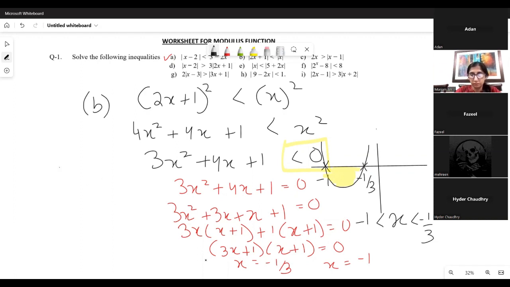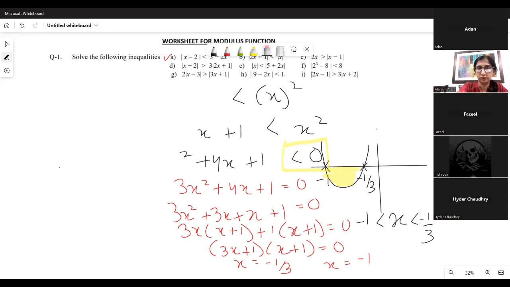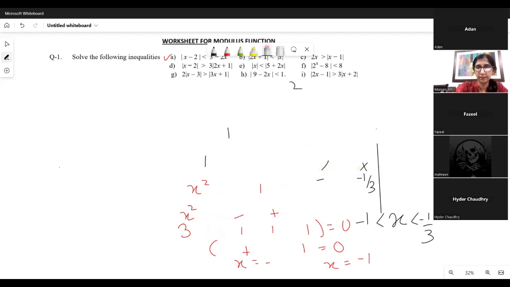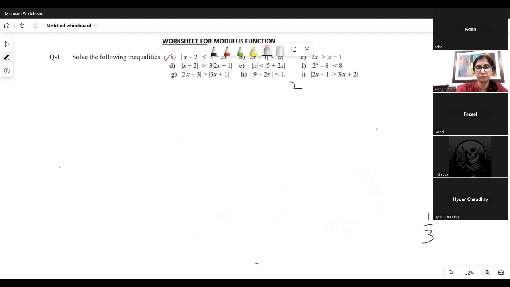Let me check the answer. ठीक है. Okay, let's quickly do two more examples and then we'll call it a day. एक quadratic वाली कर लेते हैं और एक simple कर लेते हैं. Okay, so we're done with A and B. Let's do C and D now.